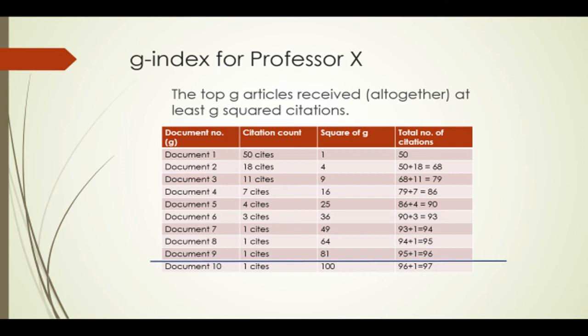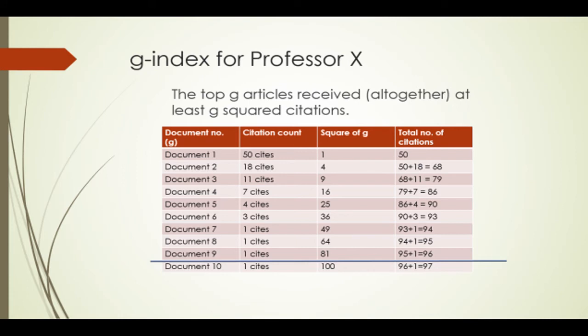Condition satisfied. The 10th article and the final one, which has got 1 citation added to the total number of citations, 96 plus 1, it becomes 97. But check what is G square, which is 10 square. 10 square is 100. 97, which is the total number of citations, is not at least G square. Here the condition gets violated, which means the GIndex condition is satisfied only with the 9th document, or only 9 documents satisfy it. So therefore the GIndex in this case is 9 and not 10.